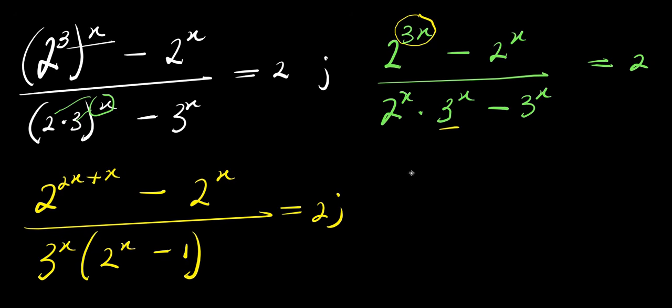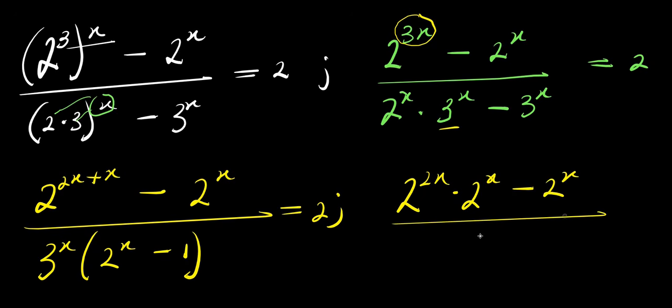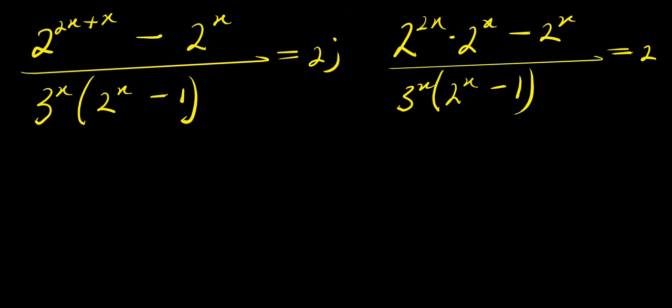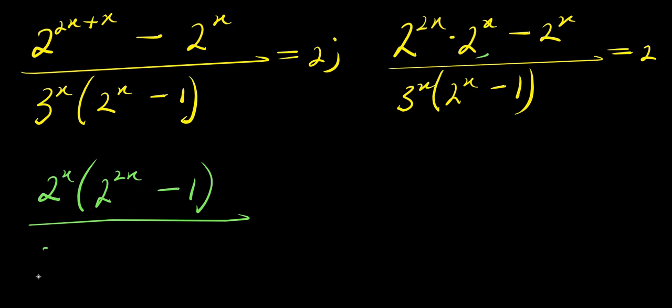Remember, if you have a power n plus n equals a power n times a power n, I'm going to have 2 power 2x times 2 power x minus 2 power x divided by, this is 3 power x times 2 power x minus 1, and this equals 2. So from here, I can also factor out 2 power x here. I'll have 2 power x times 2 power 2x minus 1 divided by 3 power x times 2 power x minus 1, and this equals 2.